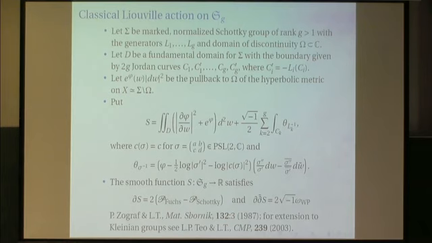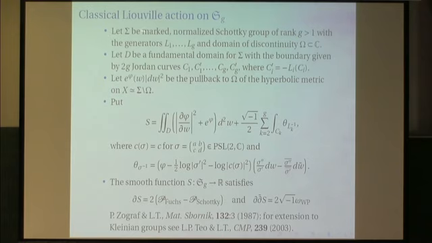So that's the analog of... and then the set of all marked normalized Schottky groups of rank G is the Schottky space, S_G, which is a nice complex manifold of dimension 3G minus 3. It's not a cell, it has some homology, but it's very simple. It's kind of nice.